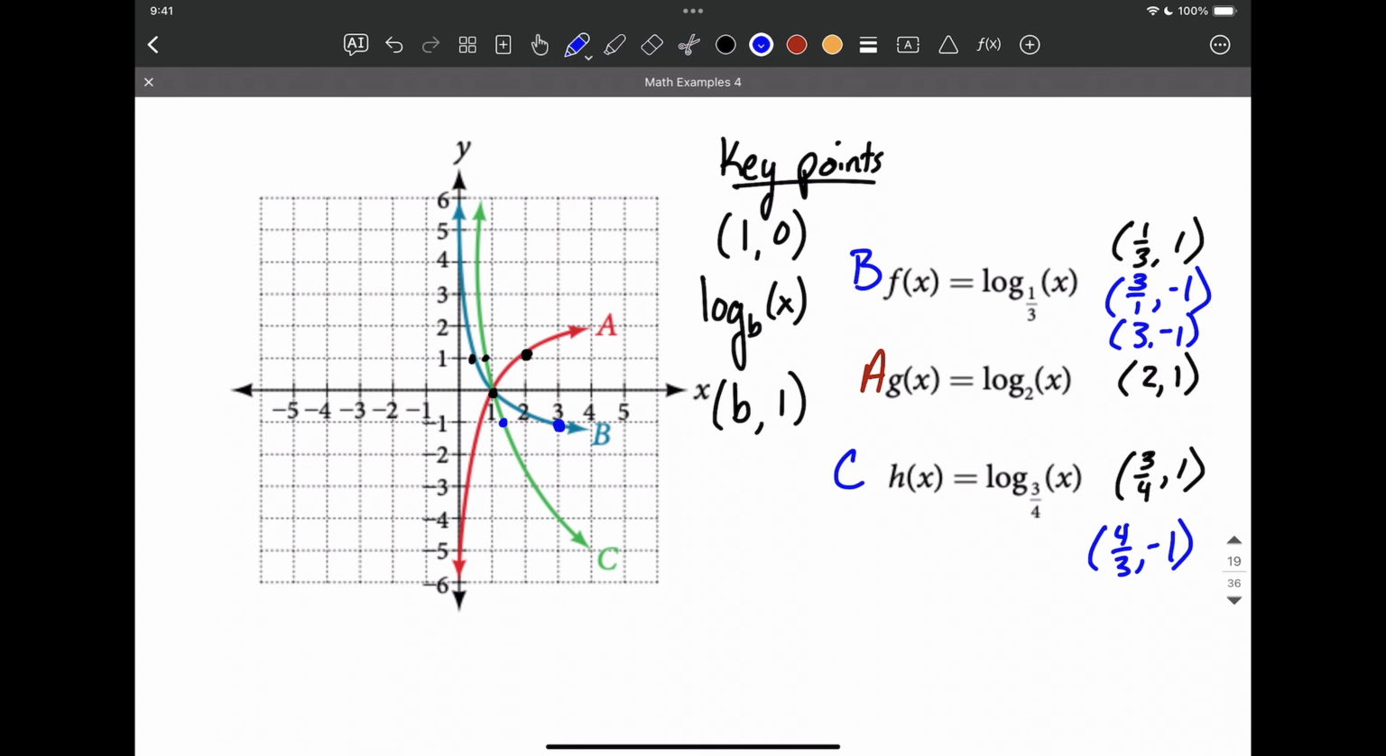So I hope this helps out. Remember, if you have fractional bases, you can always use the reciprocal as long as you use -1 for the y component. All right, identify those key points. Good luck with it.